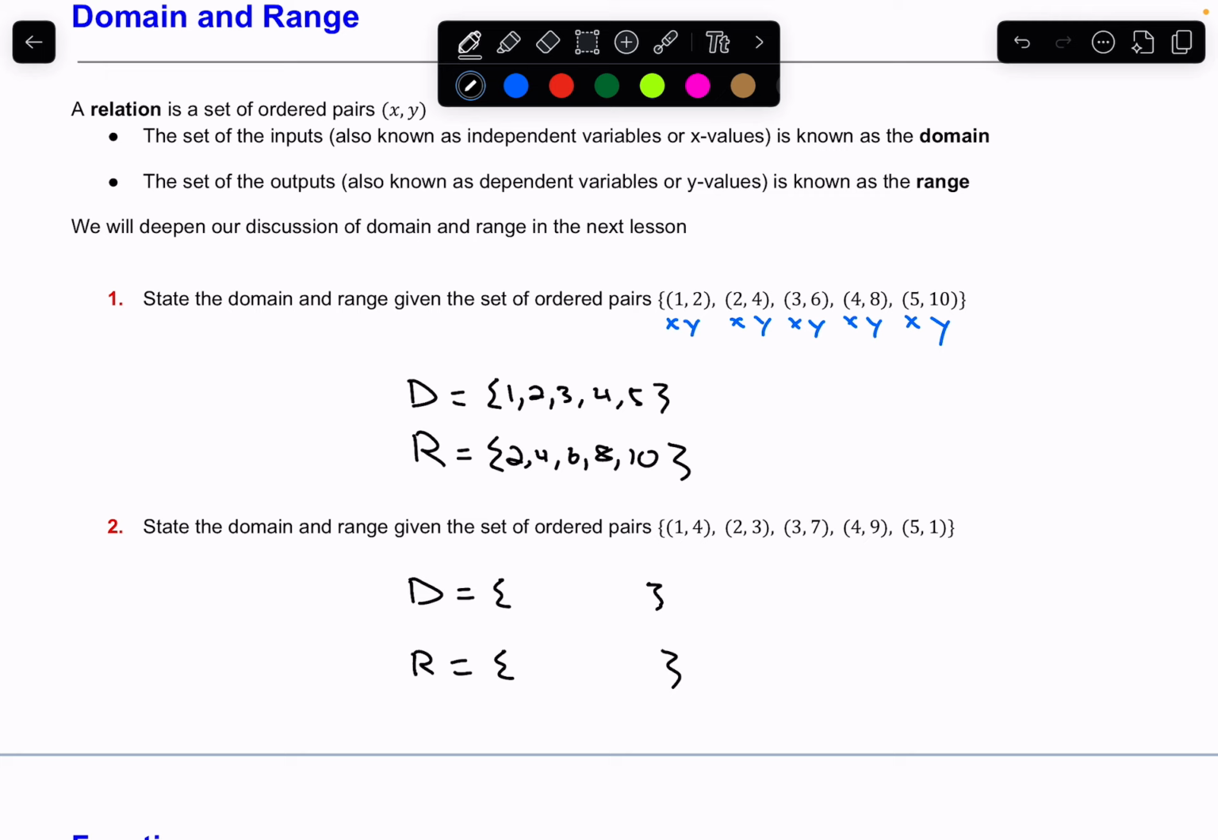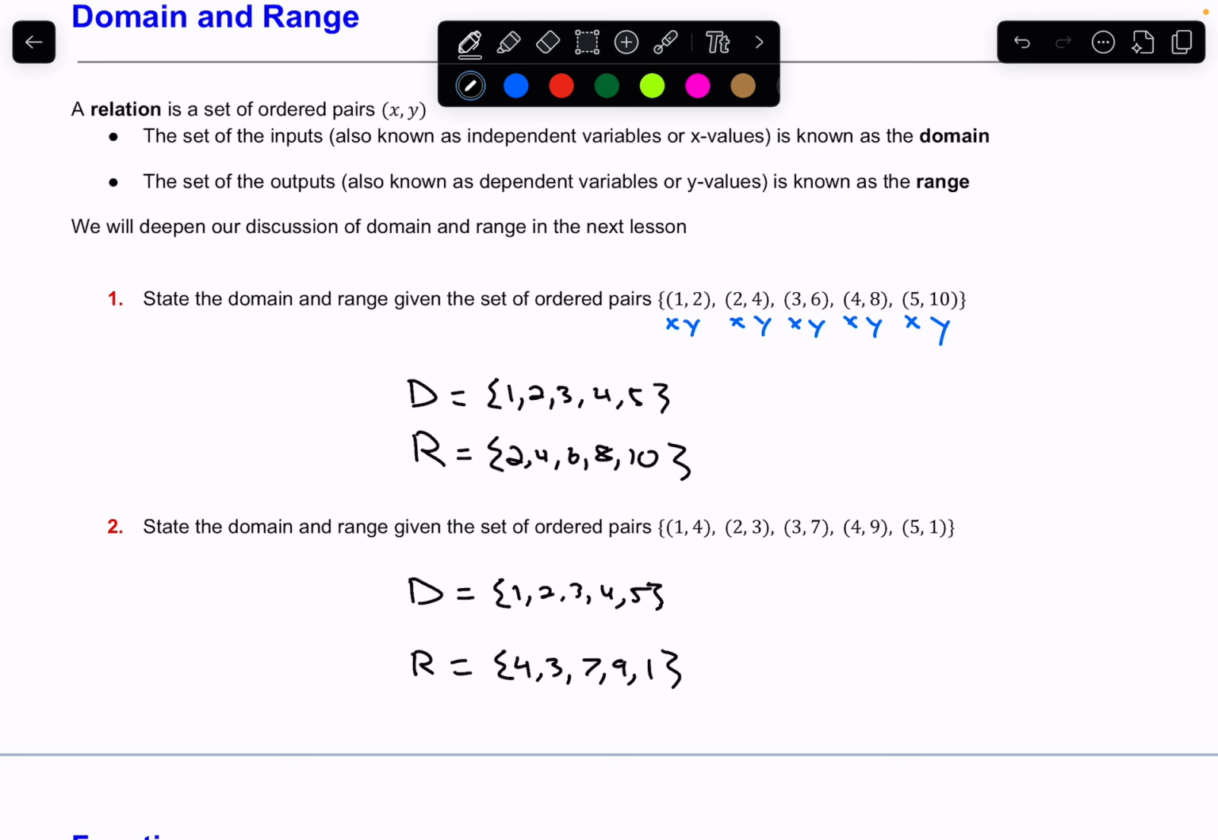So the x's are 1, 2, 3, 4, and 5 again. And the range this time is 4, 3, 7, 9, and 1.